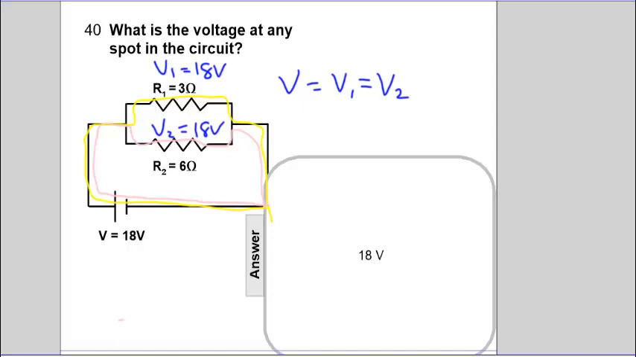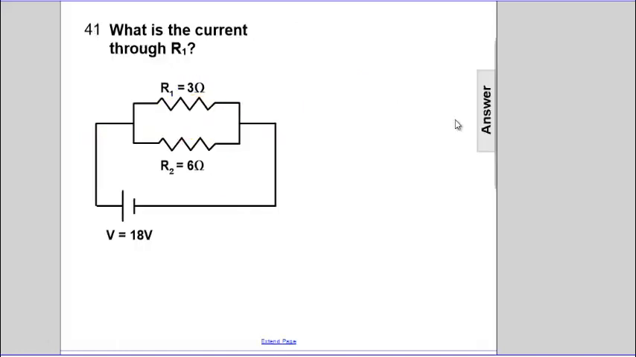Let's move on. So what is the current through R1? We're going to apply Ohm's law to do this. You know I is V over R. So I1 will be V1 over R1.